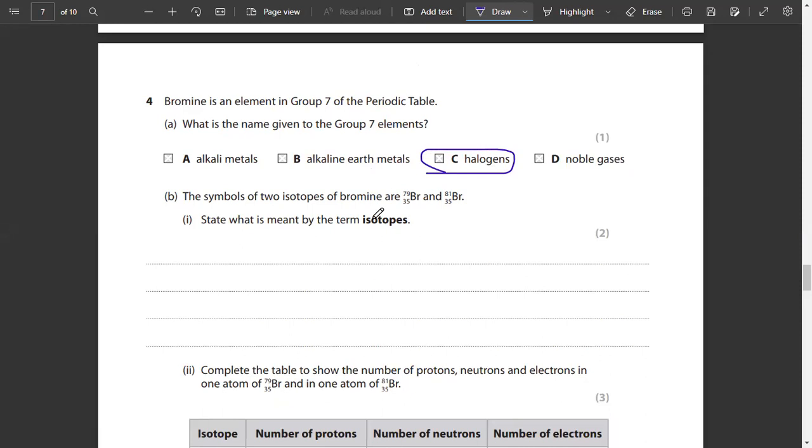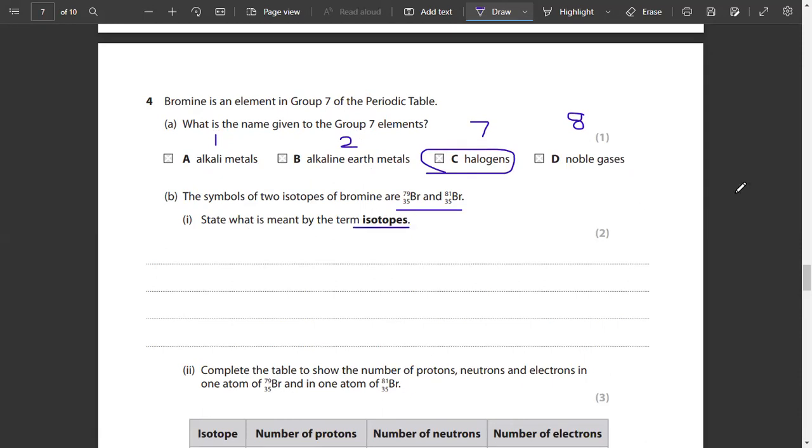इसको हम क्या कहते हैं? Group number 7, halogens. Group number 8, noble gases. Alkaline earth metals, group 2. Alkali metals, group 1. The symbols of the two isotopes of bromine are bromine-35, एक का 79 है, एक का 81 है.